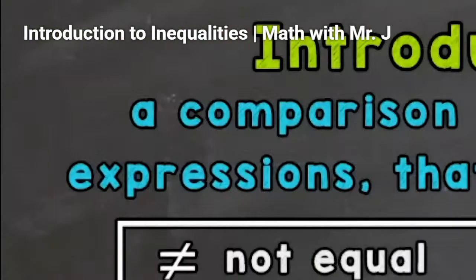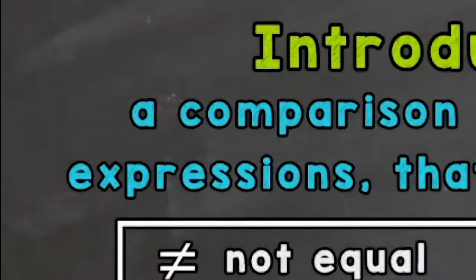In this video, I'm going to cover the basics of inequalities. Now, an inequality is a comparison between two values, numbers or expressions that are not equal. But sometimes there is a possibility of the values being equal depending on which inequality symbol is being used. You'll see exactly what I mean as we go through our examples.